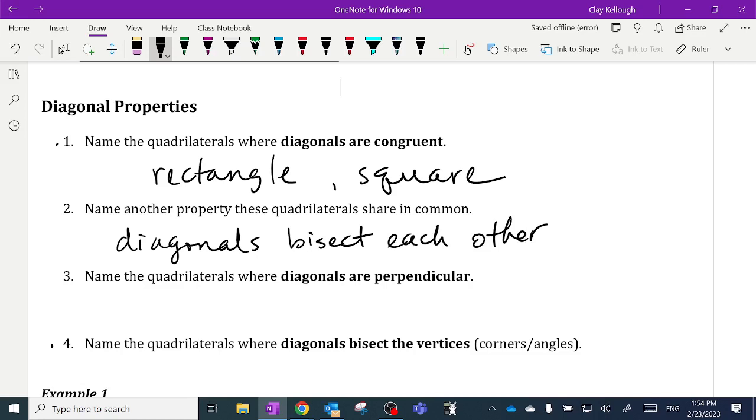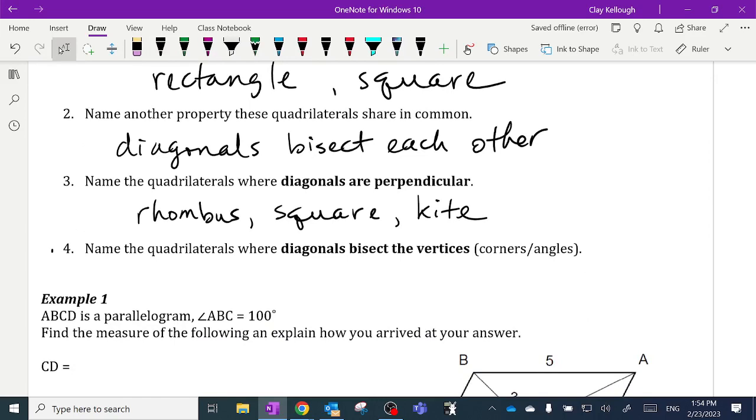Name the quadrilaterals where the diagonals are perpendicular. There's 3. The rhombus, the square, and the kite. And finally, name the quadrilaterals where the diagonals bisect the vertices. And that would be 2 of them. The rhombus and the square. So these are the kinds of questions you might see in the homework, asking you to logically think of how these rules relate the shapes to one another.